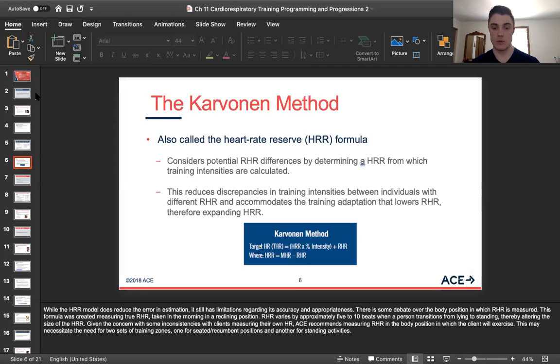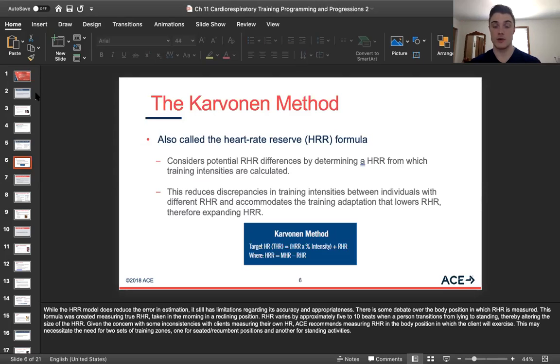So it incorporates resting heart rate, the space that you can go in between resting heart rate and your max heart rate. And the formula is going to look like heart rate reserve times intensity plus resting heart rate. So in order to do this, you're going to need to know the person's resting heart rate and their max heart rate, and then the percentage.